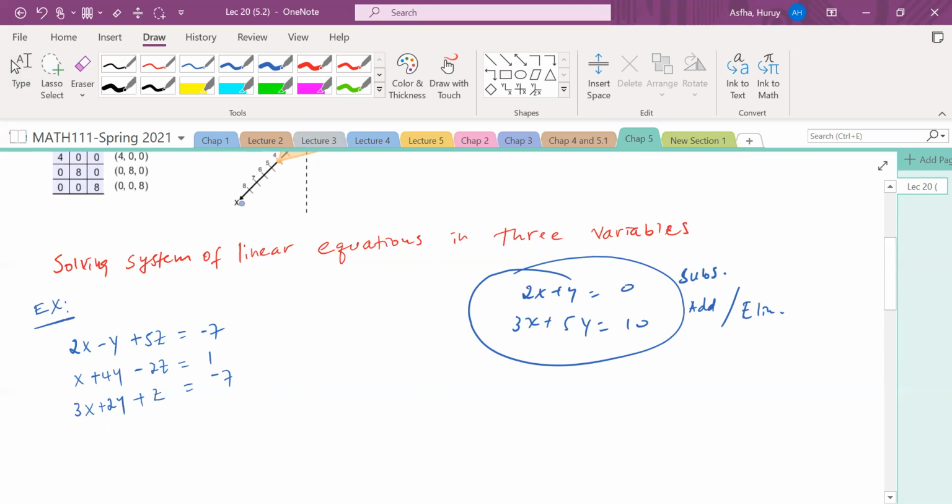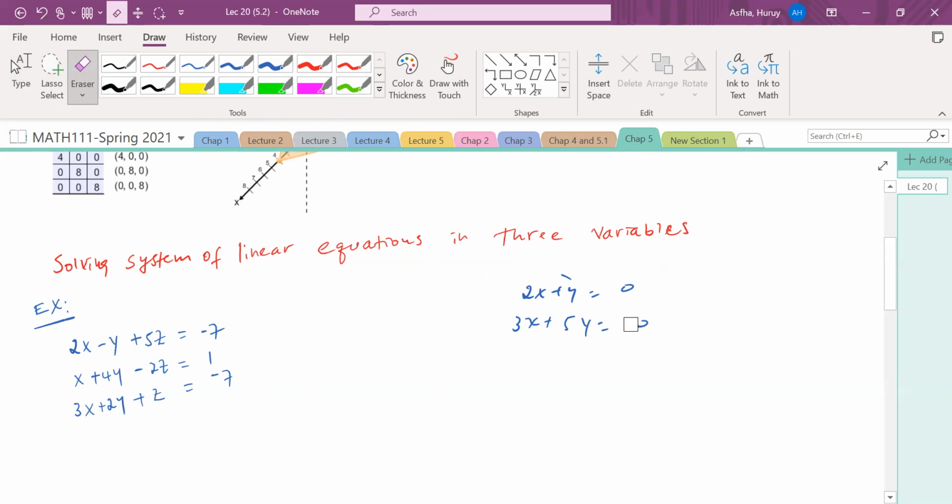But the question here is, how about if we have a system of linear equations in three variables? To answer this question, we will see this example, and I'll try to explain how we can solve such a system of linear equations in three variables. And then we will see another example, of course.